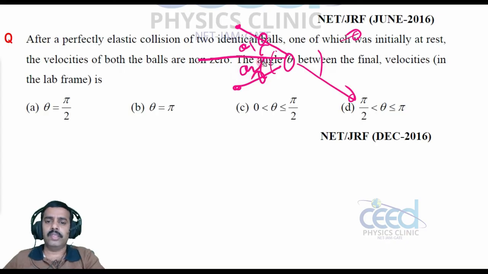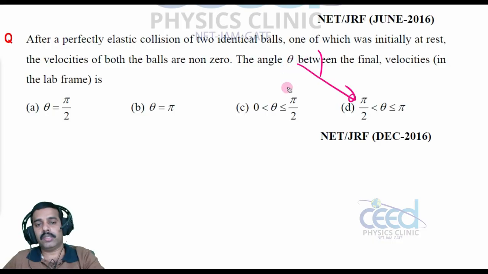All right. Now the final velocities, the angle theta between the final velocities. So initially one ball is at rest. I'm sorry. So we can draw the situation like this.